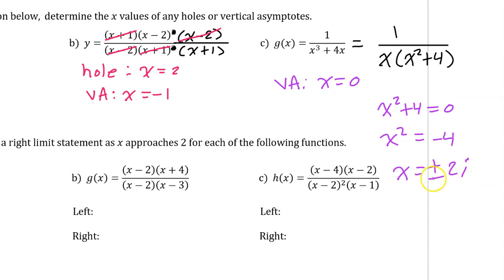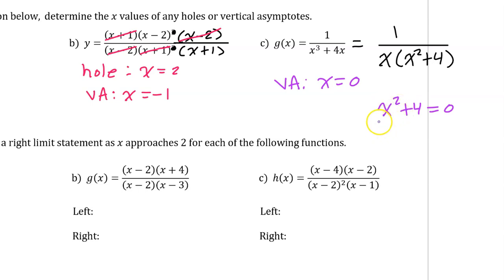Imaginary zeros are not vertical asymptotes. They don't show up on the graph at all. Another way to think about it, what values of x would cause the expression x squared plus 4 to equal 0? Well, there aren't any. Remember, if you plug in a negative number, it's going to become positive. So no matter what, this term is going to be positive.